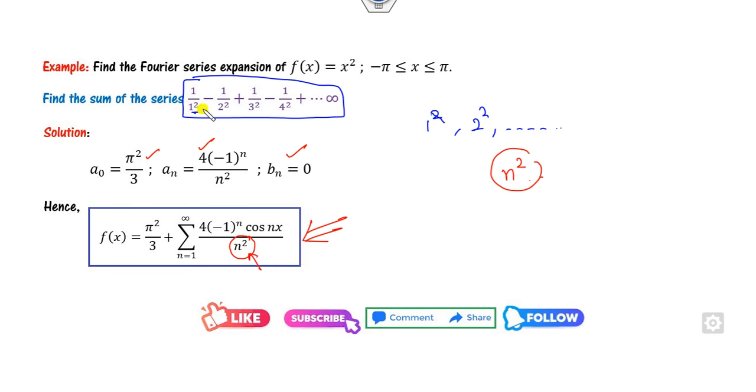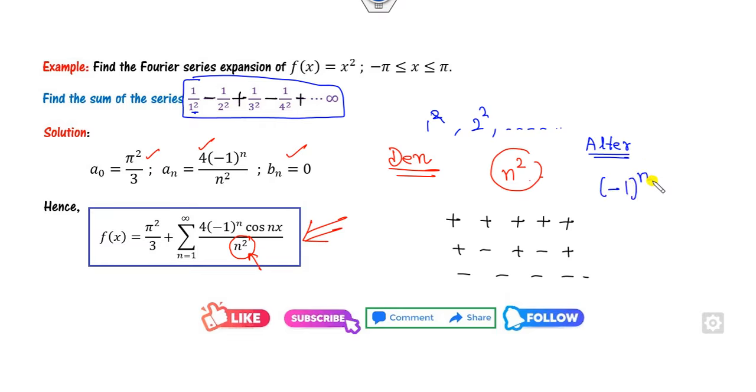Second thing, once you get this denominator, whatever the numerator is, don't focus on the numerator. Now look at the sign. Whether all are positive, all are alternating, or all are negative. You can see it's negative, positive, negative, positive. That means they are alternating signs. How can you form the alternating sign? Minus 1 raised to power n. So do you have the term minus 1 raised to power n? Yes. It means we need minus 1 raised to power n and n square both.